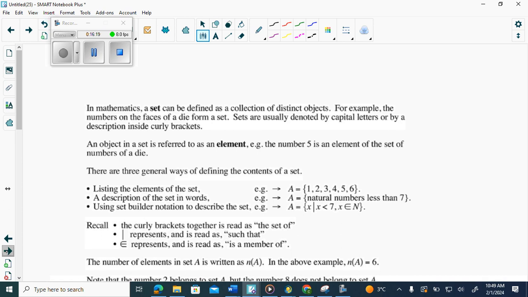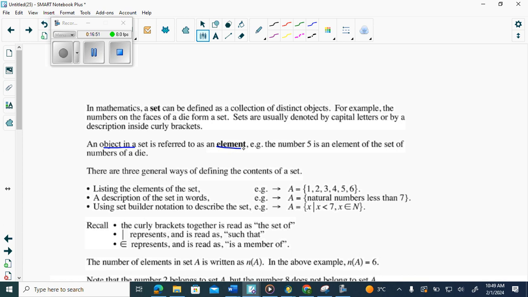So in mathematics, a set can be defined as a collection of distinct objects. For example, the numbers on the faces of a die form a set. Sets are usually denoted by capital letters or by descriptions inside curly brackets. An object in a set is referred to as an element. So one object in a set is an element. So if we're looking at the 6-sided die, for this example, the number 5 is an element of the numbers on the die, right?